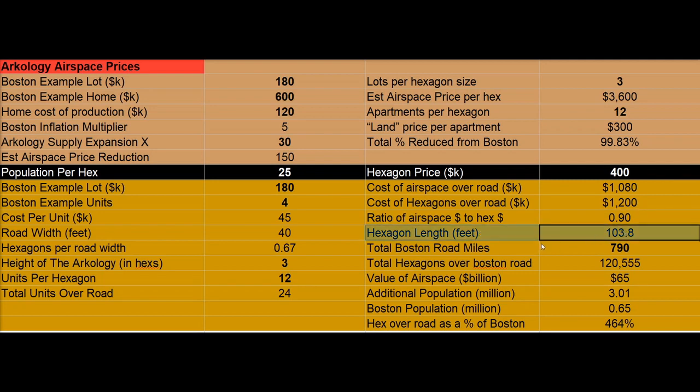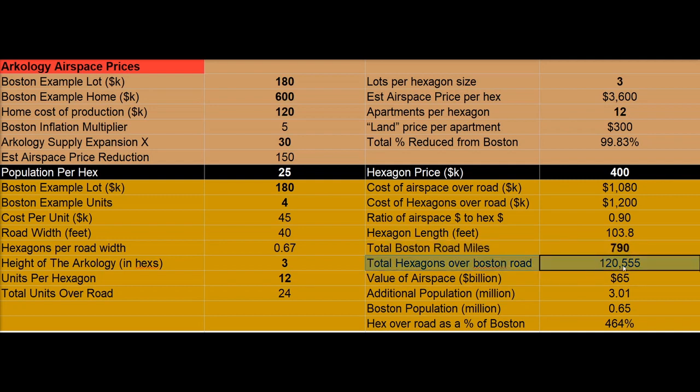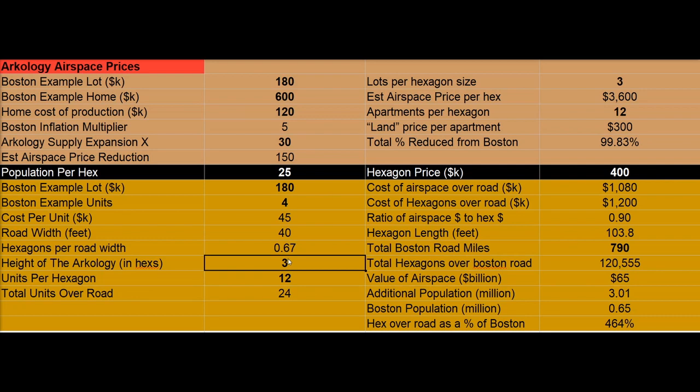This is our hexagon length. This is just for further calculation. This is pulled off the internet. Boston has 790 total road miles in the city. So this means you could fit at 3 high. This is calculating 3 high. You could fit 120,000 hexagons over the roads in Boston. Wow.